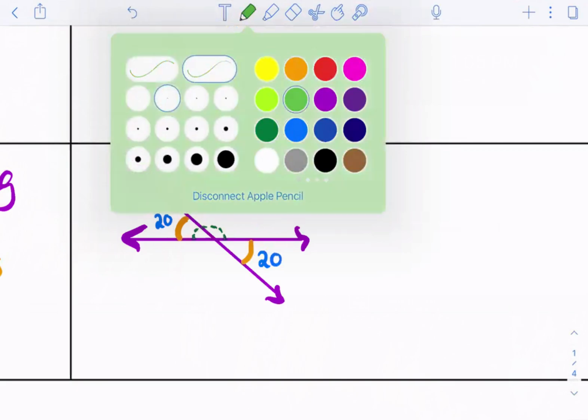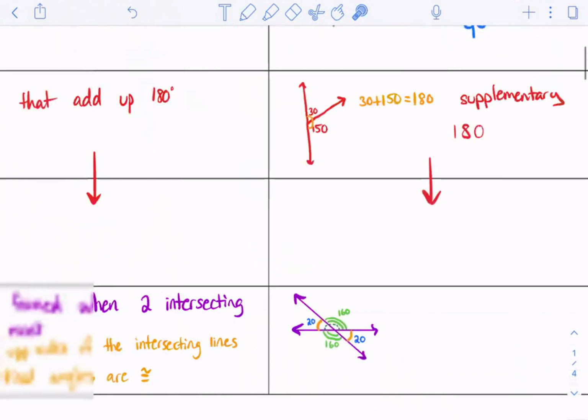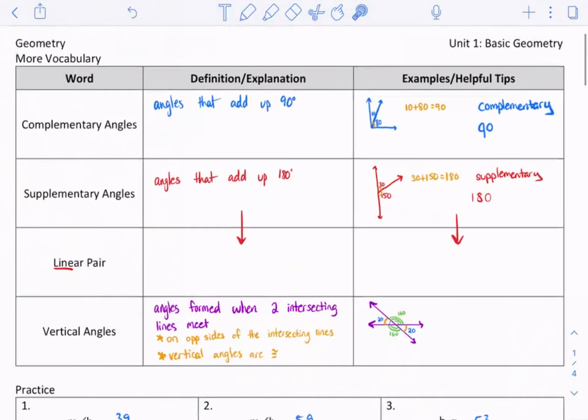So that's this angle right here. Let me clarify. This angle right here is 160, and it's a vertical angle to this angle right here. So that means this is 160. Now if I added all of those up, you should notice that since it's a full circle here, it should add up to 360, in which it does. So really that's what I want you to know about these angles.